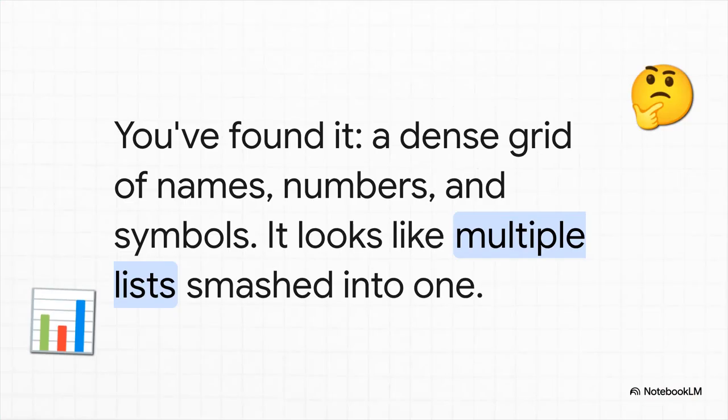So, after all that clicking and scrolling, you finally find it, the rankings cheat sheet. But now you've got a whole new problem. It's just this dense grid of names and numbers and symbols. It honestly looks like somebody just smashed a bunch of different lists into one. So what in the world are we actually looking at here?